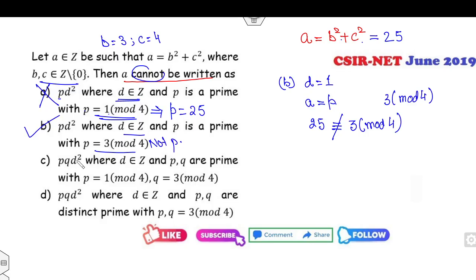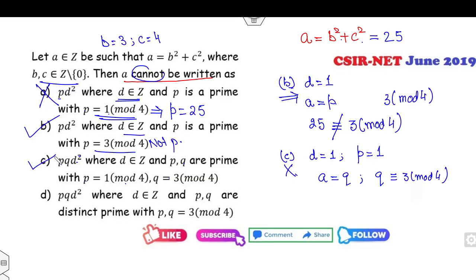P, Q and D square, where D is my integer. I can choose D is my 1. Fine. P is my 1 modulo 4. So is it possible? Yes, I can choose P is my 1. And if my P is 1, D is equal to 1. So again, A will be my Q. And Q I needed to be 3 modulo 4, which is not possible by using the option number 2. So this option is also not possible. Similarly, you can see both P and Q being 3 modulo 4 is not possible. Right answer is my B, C and D are the correct answers.